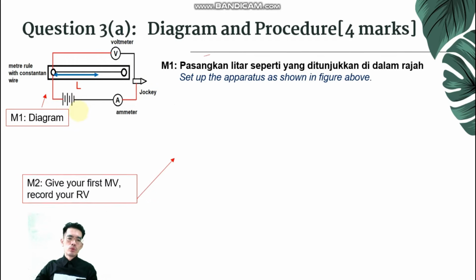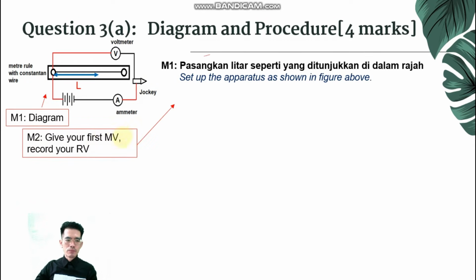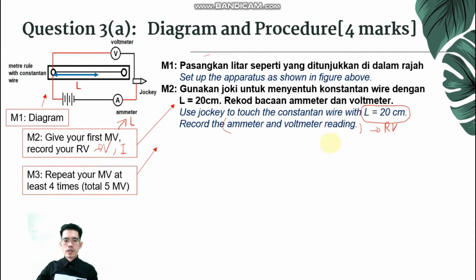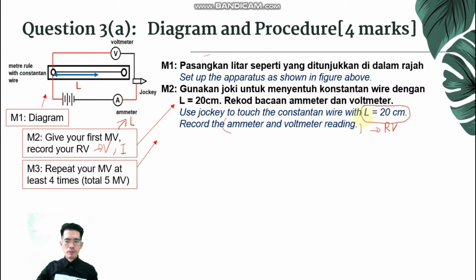So for the second mark, you have to give your first manipulated variable. The manipulated variable here will be L. So you have to give your first length of wire and record your V and I, which are the voltmeter and ammeter readings. Here is the second point. You can write this: use the jockey to touch the constantan wire with L equal to 20 cm. This is the first manipulated variable reading, and then you have to record the ammeter and voltmeter readings, which represent the responding variable.